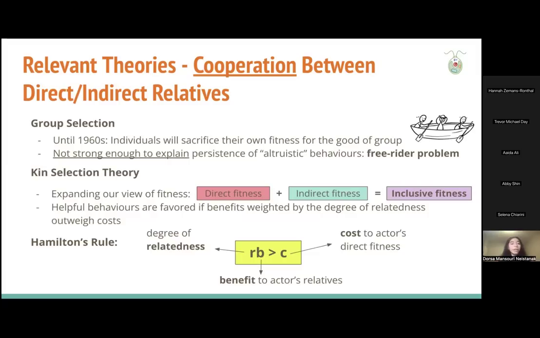And this theory was formalized by Hamilton's rule, which basically says that helpful behaviors are favored if benefits weighted by the degree of relatedness are greater than the costs. So if this is true, all in all, there is a benefit to the inclusive fitness of that individual, and it makes sense for them to help out, even though at first it seems like they're causing a detriment to their own fitness. As you know, there is a better version of this formula, so we'll get to that in just a second. Next slide.